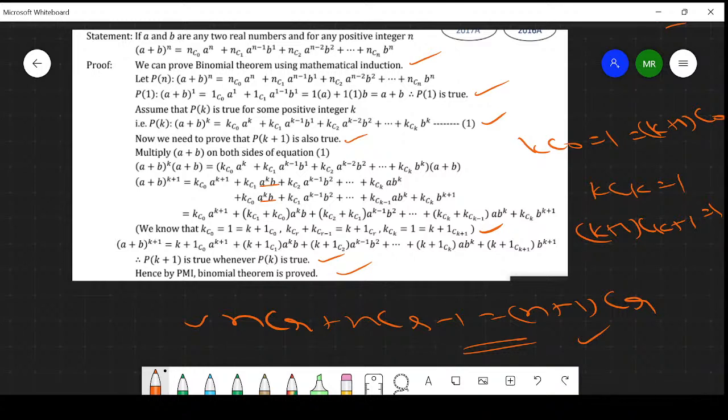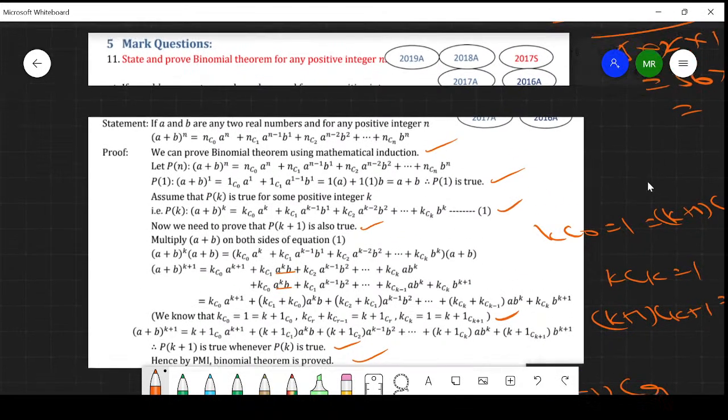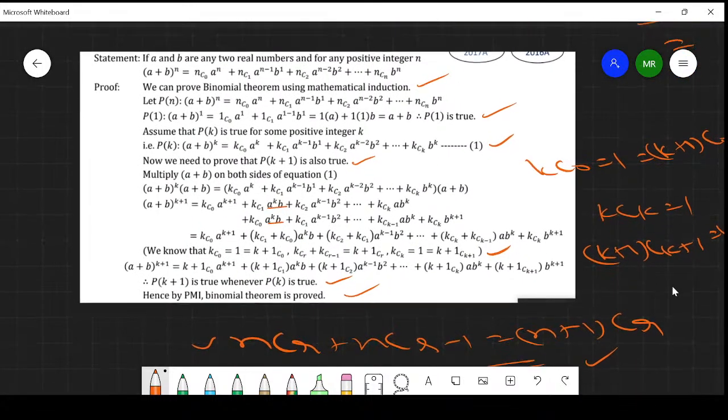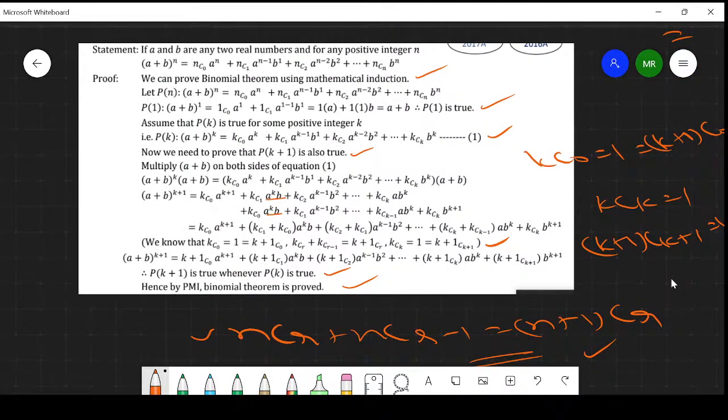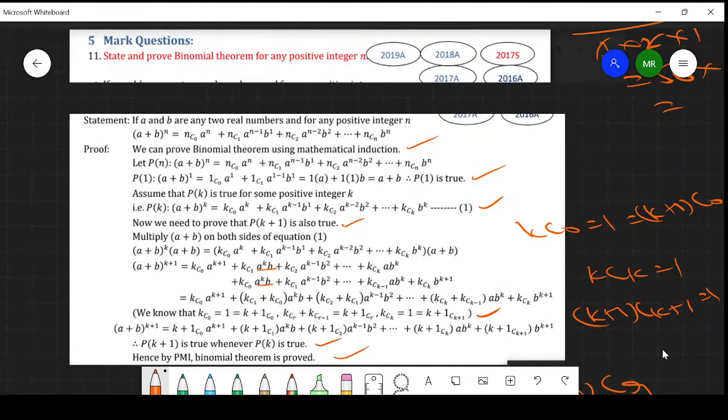So like this, we should practice this, no doubt. They are going to ask 5 marks, sometimes 6 marks, they are going to ask this. You should practice this. It is a definite question, you should practice this, no doubt. You can learn nCr plus nCr minus 1 equals n plus 1 Cr. This is an important one, definite question. So with this I am going to complete the session. Binomial theorem definite, you should learn that.